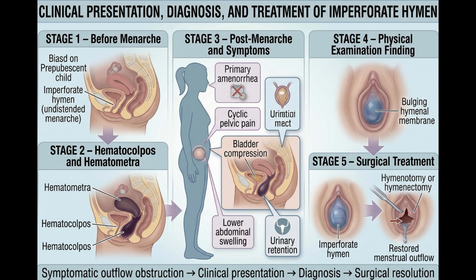During infancy, the condition may remain unnoticed. However, after menarche, menstrual blood accumulates within the vagina, producing hematocolpos, and may subsequently distend the uterus to produce hematometra. Clinically, patients present with primary amenorrhea, cyclic pelvic pain, lower abdominal swelling, and sometimes urinary retention due to compression of the bladder. On physical examination, a tense bluish bulging hymenal membrane may be visible at the vaginal introitus. Treatment is straightforward and consists of surgical hymenotomy or hymenectomy, which establishes normal menstrual outflow and relieves the obstruction.